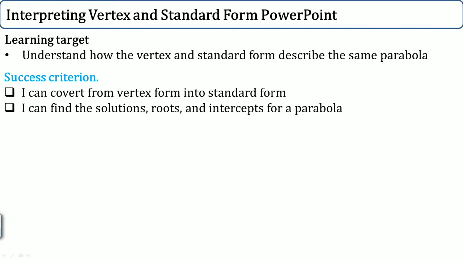Welcome to the IM2 video lecture on interpreting vertex and standard form. The learning target here is for you to understand how the vertex and standard form describe the same parabola. The success criteria: you should be able to convert from vertex form into standard form, as well as find the solutions, roots, and intercepts for a parabola.